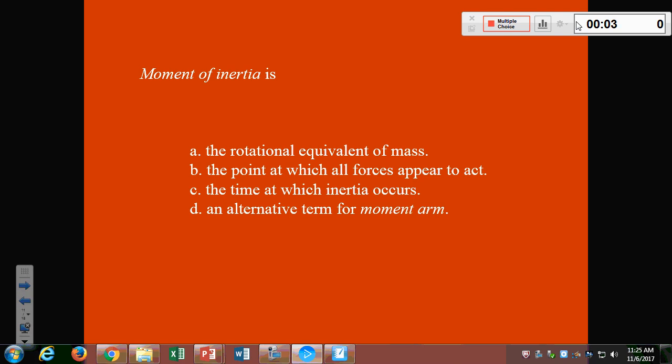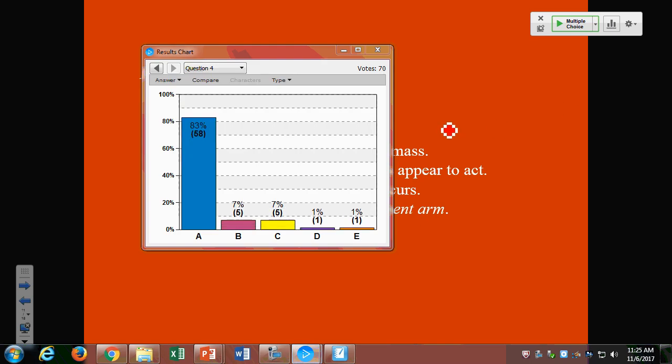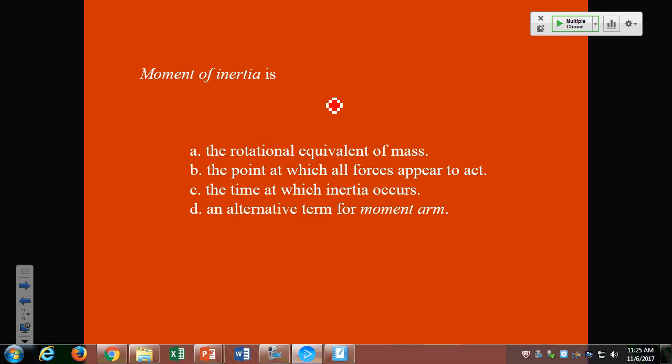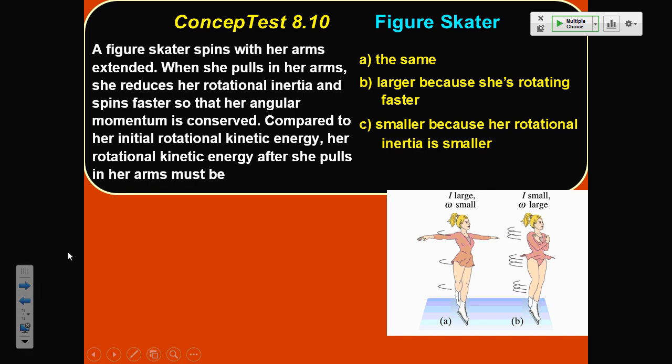Okay, moment of inertia is which of these? All right, let's stop at 45. Okay, good. A is right. It's our rotational equivalent of mass. So where before we would have used M, now we're using I. We'll come back to this one.